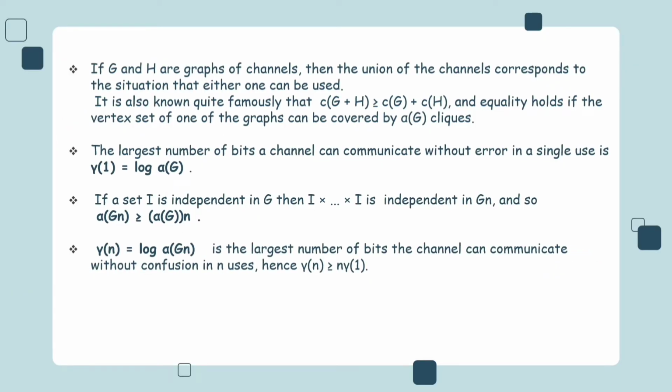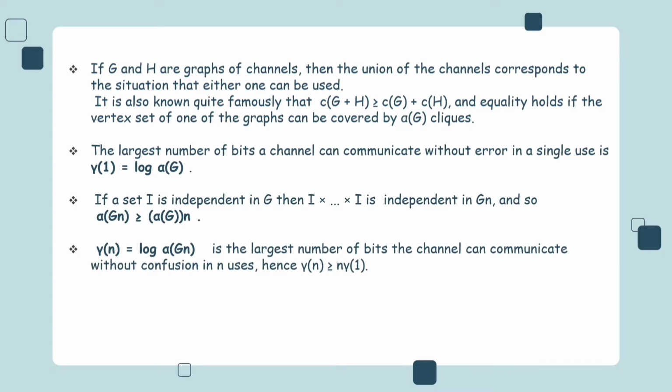If G and H are graphs of channels, then the union of the channels corresponds to the situation where either one can be used. It is also known quite famously that C of G plus H is greater than or equal to C(G) plus C(H), and equality holds if the vertex set of one of the graphs can be covered by alpha(G) cliques. The largest number of bits a channel can communicate without error in a single use is gamma(1) equals log of alpha(G).